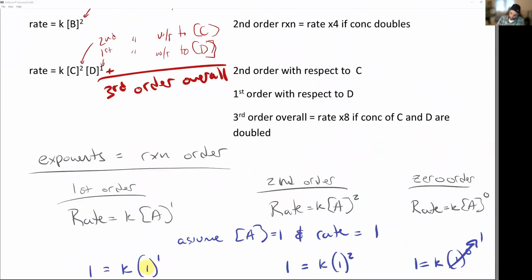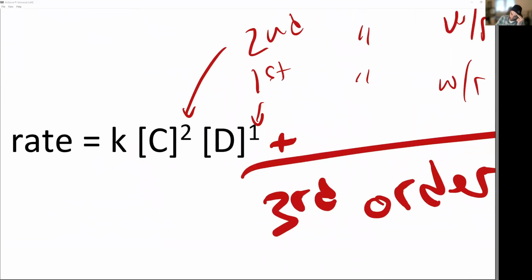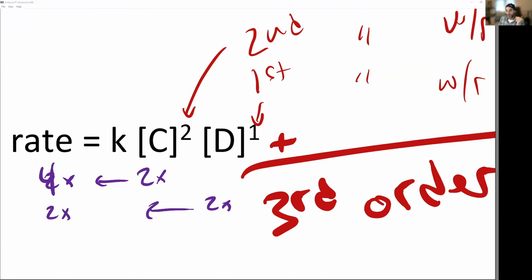So for this one, for example, I know that if I double C, I know the rate is going to quadruple. And if I double D, I know that the rate is going to double, right? So that's the information that we pull away from this.